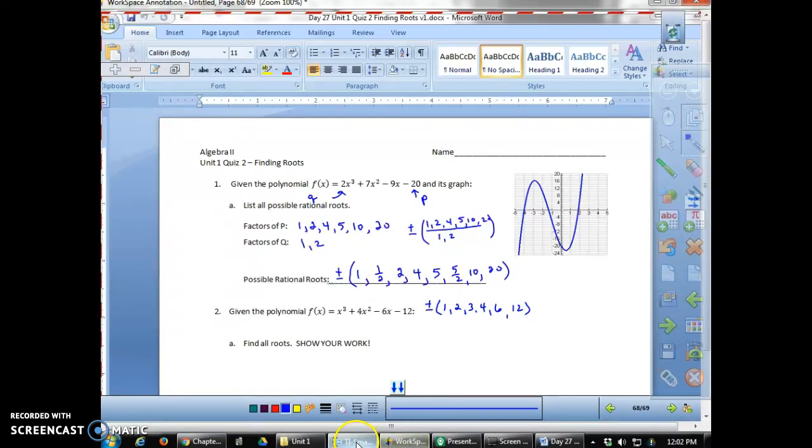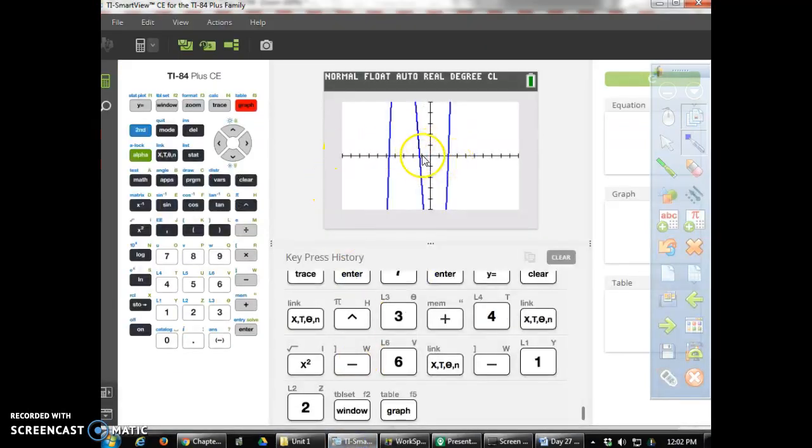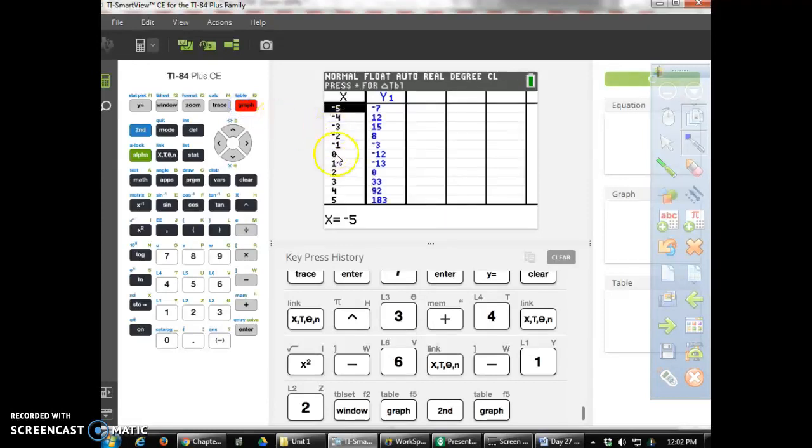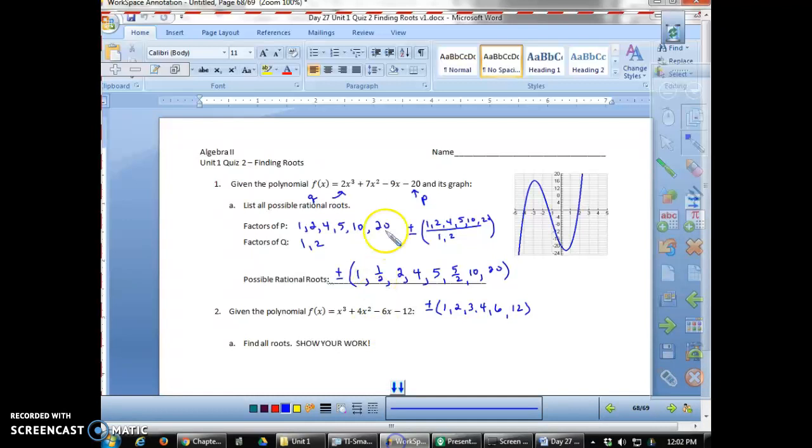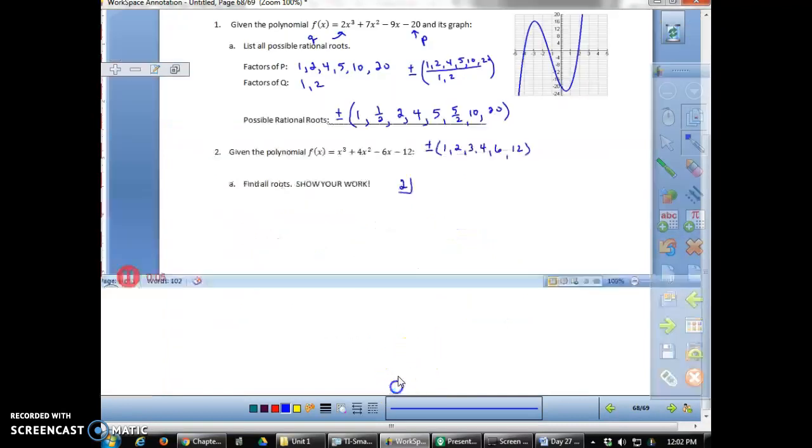So when I go back to the graphing calculator, I know I don't have any decimal rational roots on this particular problem. So I think the only root is here at 2. So I'm going to do second table, and I'm going to go down and look at 2, and there we go. So what I'm going to do now is go back and do synthetic division. I'm going to take that root at 2 and do synthetic division.